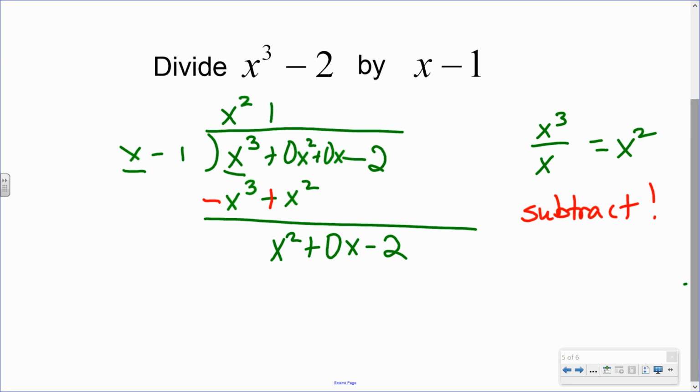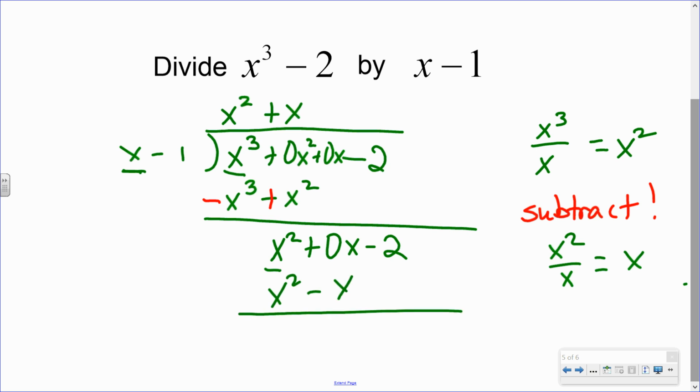Okay, so I need a plus x because I'm looking at this leading coefficient and the leading coefficient of the divisor. X squared over x is x. Multiply, and I have x squared minus x. Then what do we do? Subtract, so we change all of the signs, and we have x minus 2.